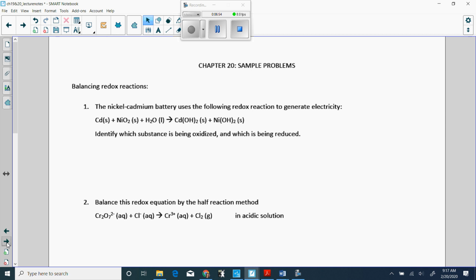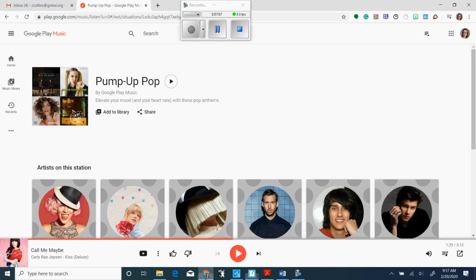Number one is just reminding ourselves what redox is. How do I know if something's oxidized? How do I know if something's reduced? So with your buddy, first talk about how you know if it's oxidized, how you know if it's reduced, and then do number one together. Ready, go.